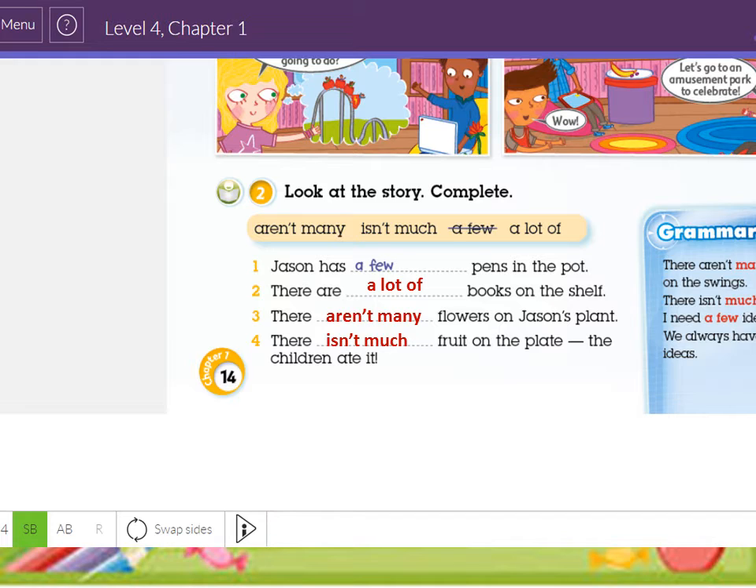Number 4, there blank fruit on the plate. The children ate it. So look at the fruit on the plate. So the suitable answer here is there isn't much fruit on the plate.